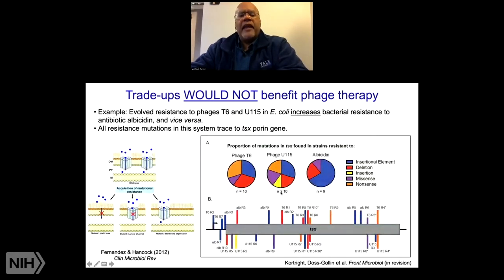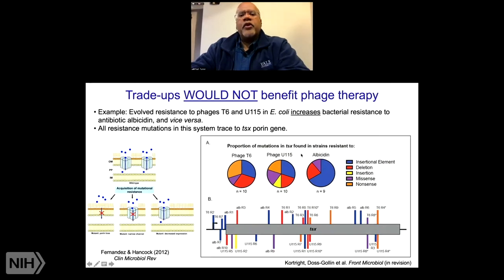And we have a paper that is in the process of revision that shows if you look at phage T6, classically known to enter through the Tsx porin, as well as U115, I showed you the data for that novel phage earlier, they both increase bacterial resistance to albicidin, which is an antibiotic that enters cells in exactly the same way through the Tsx porin.